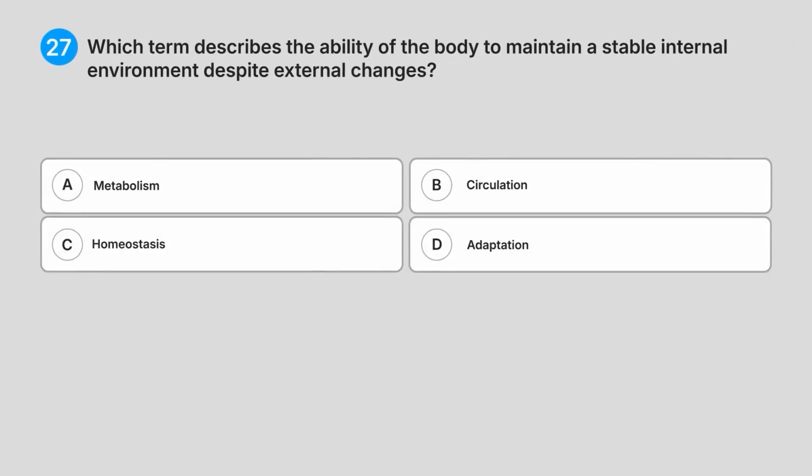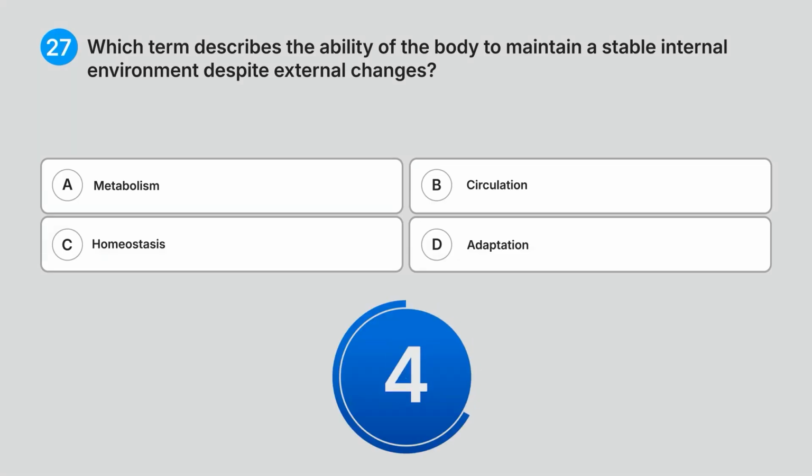27. Which term describes the ability of the body to maintain a stable internal environment despite external changes? A. Metabolism. B. Circulation. C. Homeostasis. D. Adaptation. Can you guess the answer?